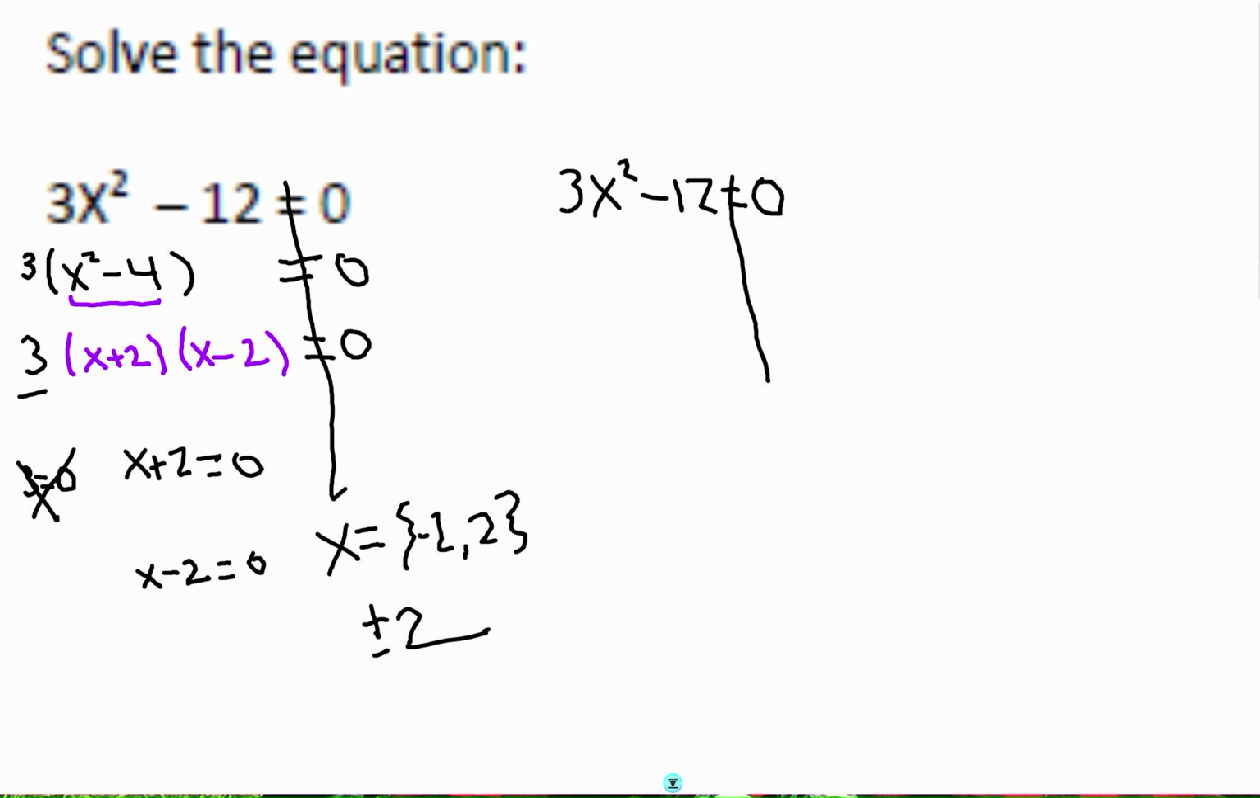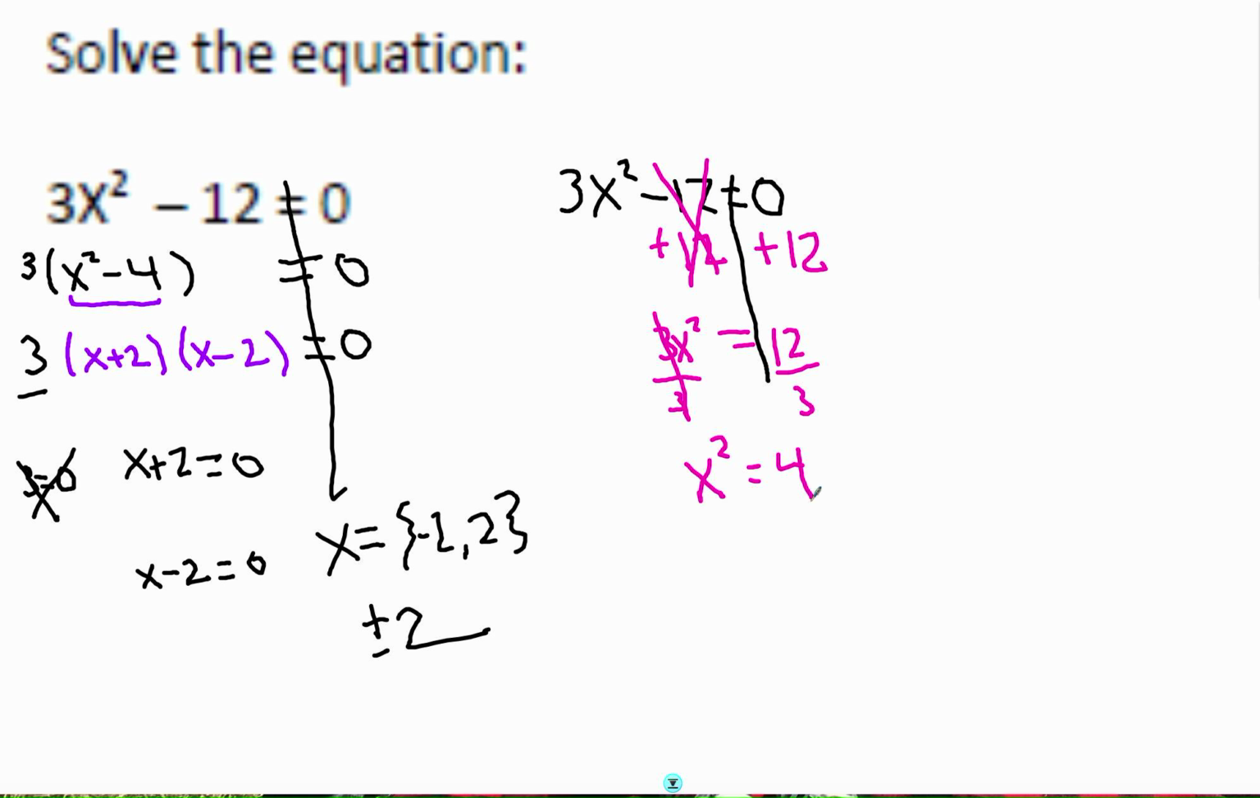So this one I could have solved without factoring, and I know that because there's an x squared term but not an x term as well. So I could have isolated x in this case. I could have added 12 to both sides to get rid of that. So now I get 3x squared equals 12. Then I could undo multiplying x by 3 by dividing both sides by 3, which gives me x squared equals 4.